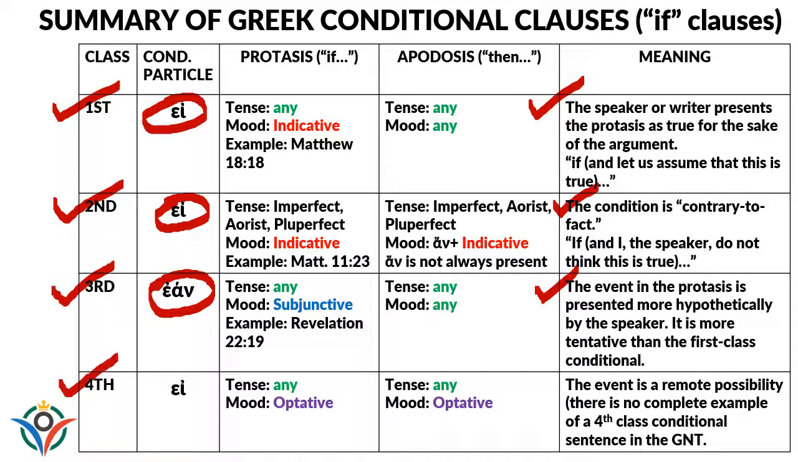And then finally, the fourth class conditional clause is also marked by the conditional particle ei. And both the protasis and the apodosis have tenses that are any of the tense forms, and the mood is the optative. Regarding the meaning, the event is a remote possibility. However, there is no complete example of a fourth class conditional sentence in the Greek New Testament. So most of the conditional clauses that we will come across in the Greek New Testament are either first, second, or third class clauses.